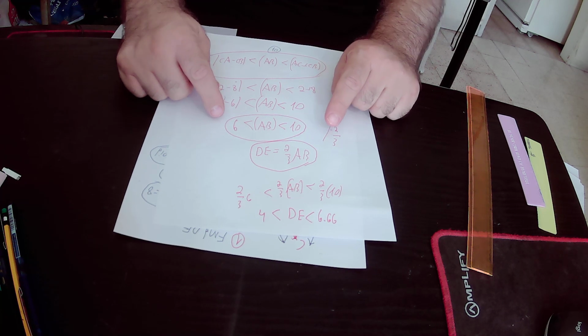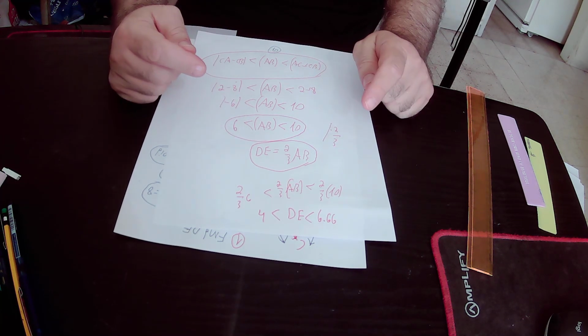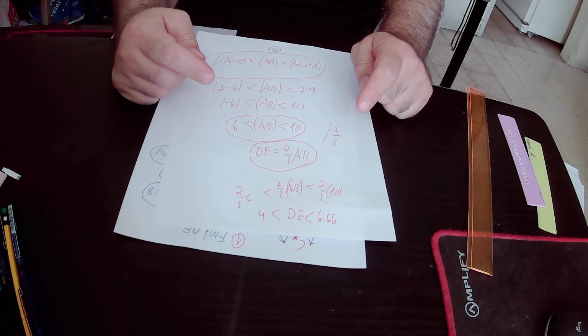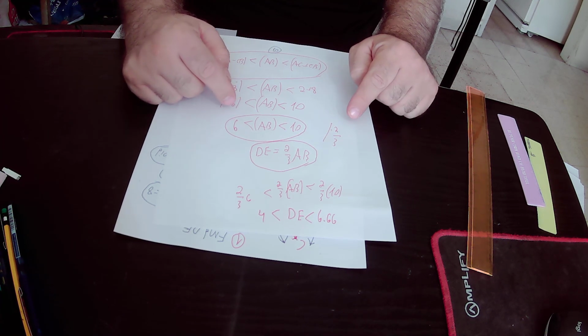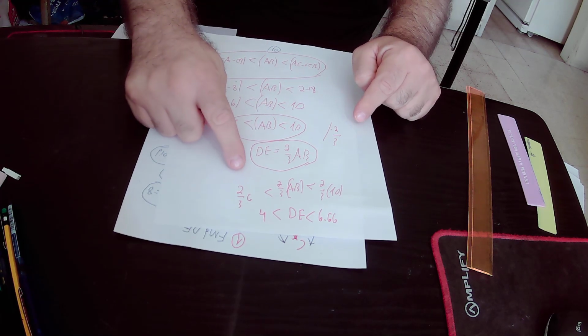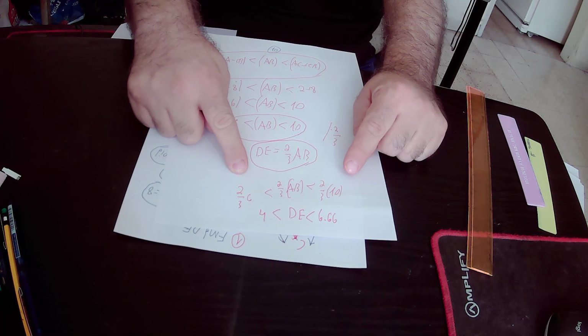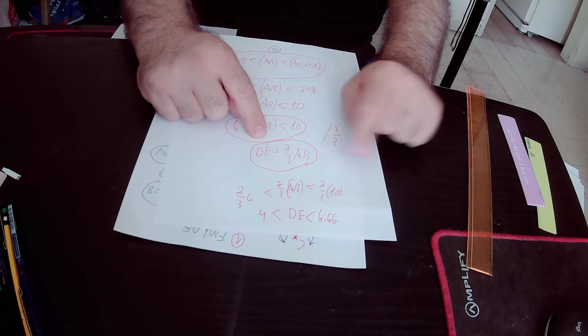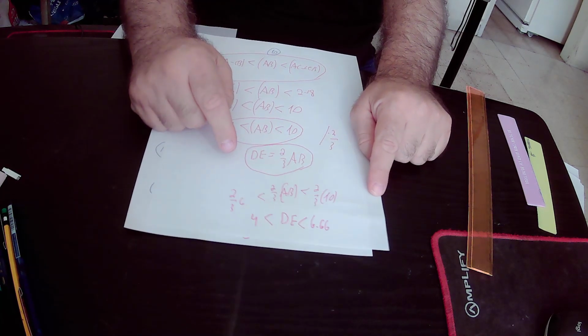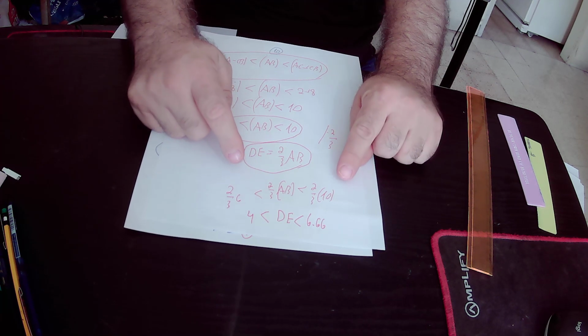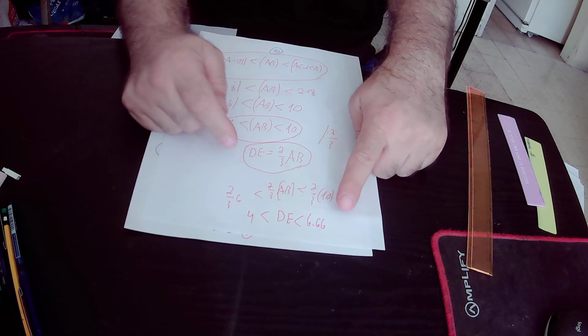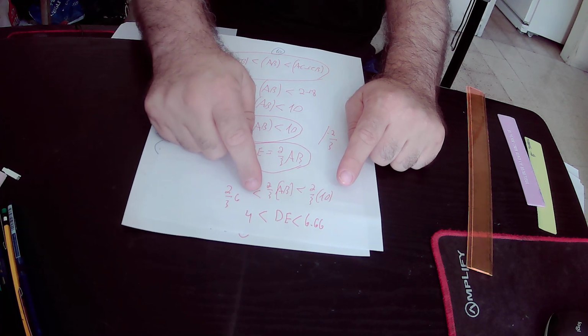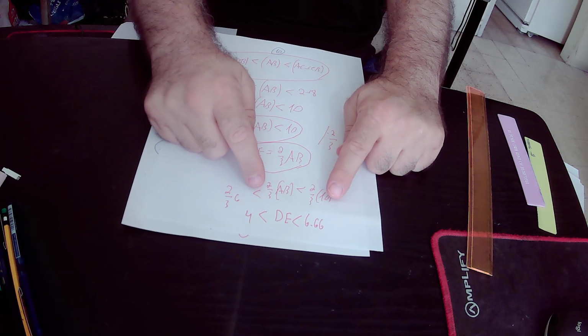But we have already found out that DE equals 2/3 AB. Okay? So we multiplied this inequality by 2/3 and we got that 2/3 times 6 is smaller than 2/3 AB, which is smaller than 2/3 times 10. 2/3 AB is actually DE, so we can substitute 2/3 AB by DE. And 2/3 times 6 is 4, and 2/3 times 10 is 6.66. So in total we got that DE is greater than 4, and it is smaller than 6.66.